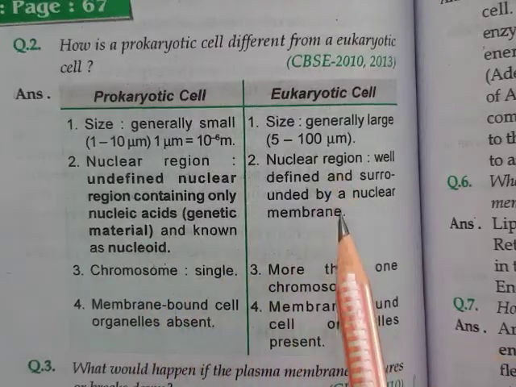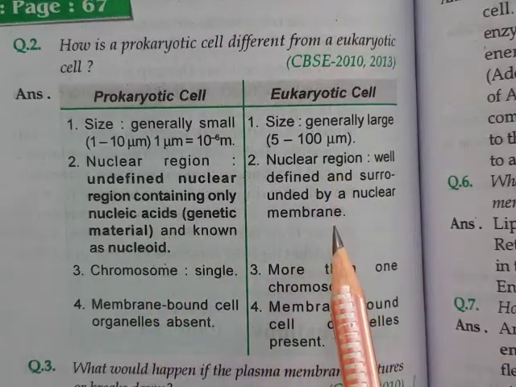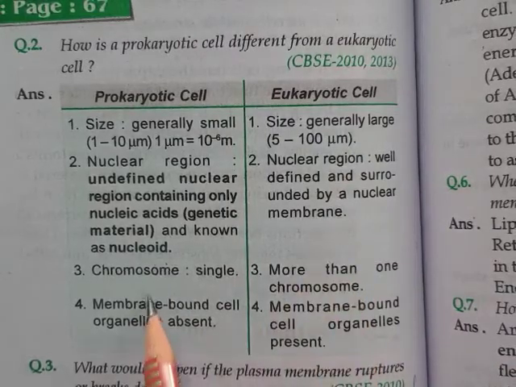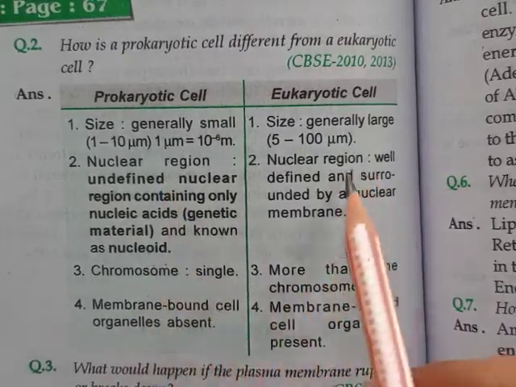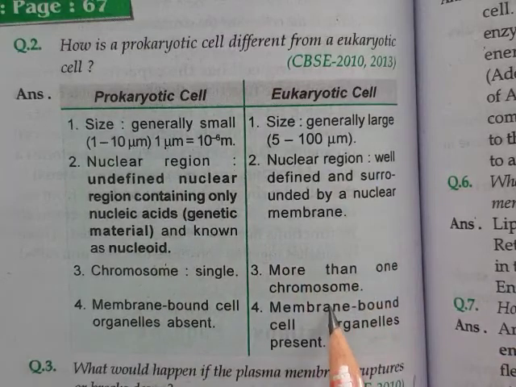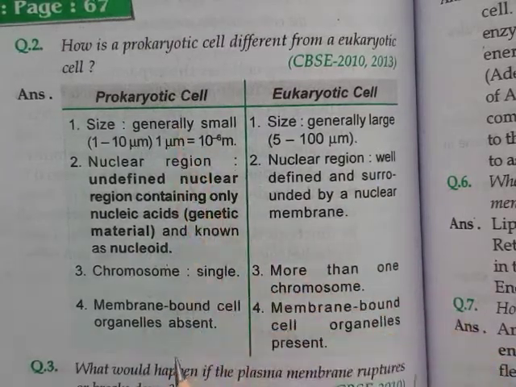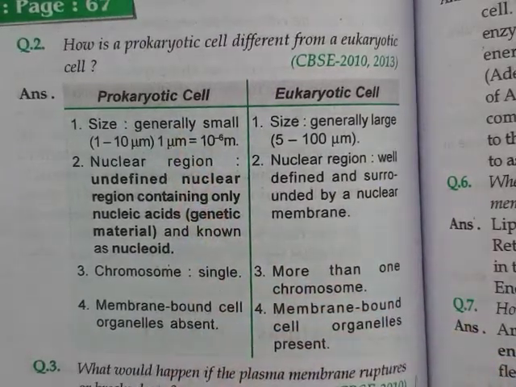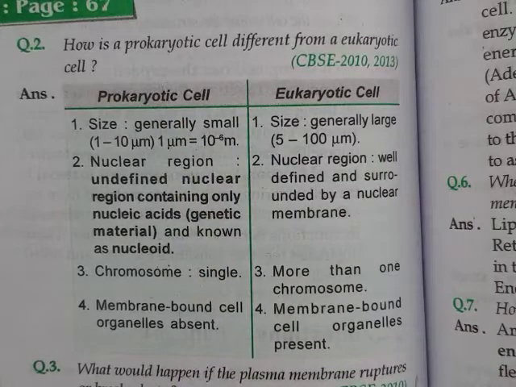In eukaryotic cell proper well defined nucleus is present. क्रोमोसोम प्रोकैरियोटिक सेल में सिंगल होता है. यूकैरियोटिक सेल में more than 1 chromosomes are present. प्रोकैरियोटिक सेल में membrane bound cell organelles are absent but in eukaryotic cell cell organelles are present.